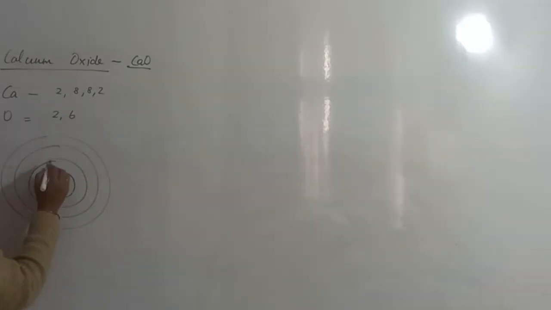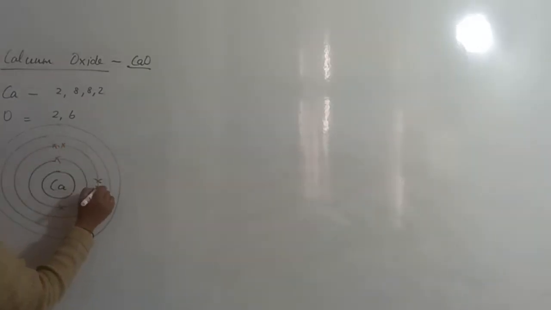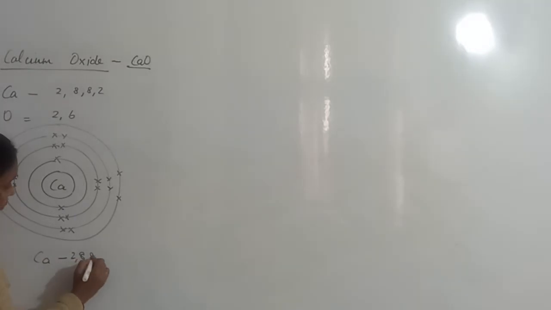So how many shells do we have? First shell, second shell, third shell, and this is the fourth shell. The first shell has 2 electrons, the second has 8 electrons, the third also has 8 electrons, and the fourth has 2 electrons, which is the outermost shell. Ca 2, 8, 8, 2.